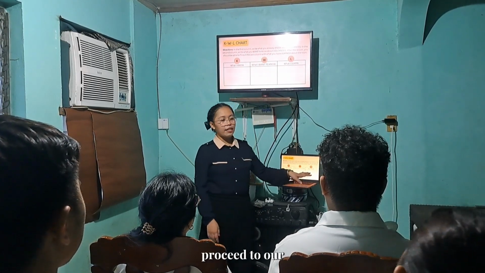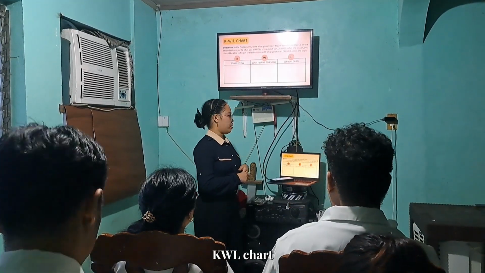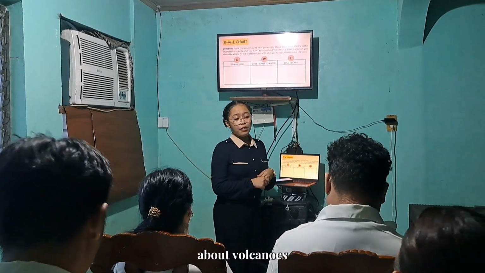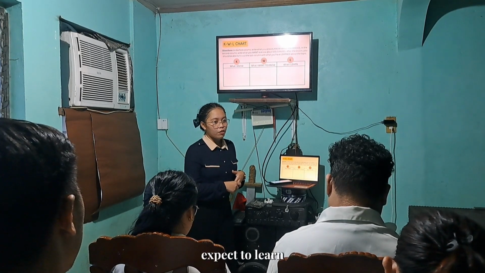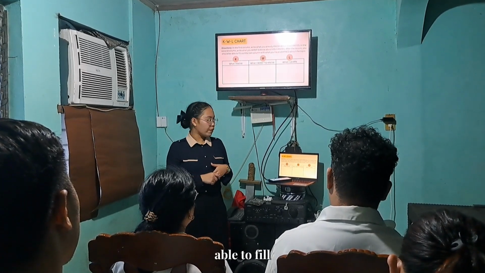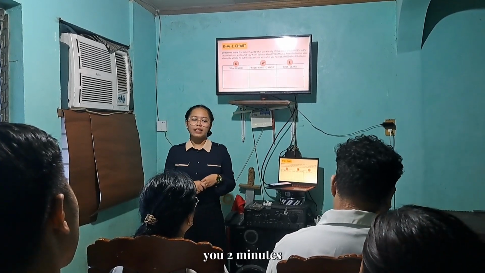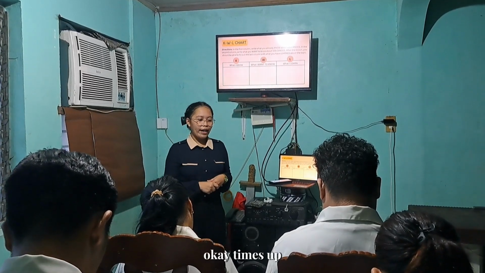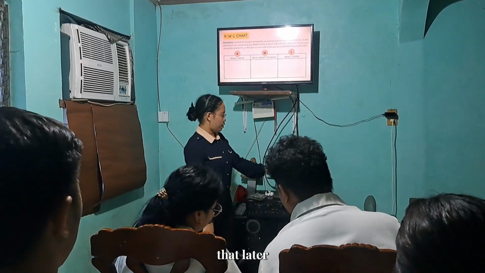Before we proceed to our lesson proper, I want you to get your activity notebooks and fill out the KWL chart. In the first column, write what you already know about volcanoes. In the second column, write what you expect to learn or what you want to learn about volcanoes. At the end of the lesson, you should be able to fill the last column with what you learned about the topic. I will give you 2 minutes to finish your KWL chart. Okay, time's up. Keep your notes and we will get back to that later.